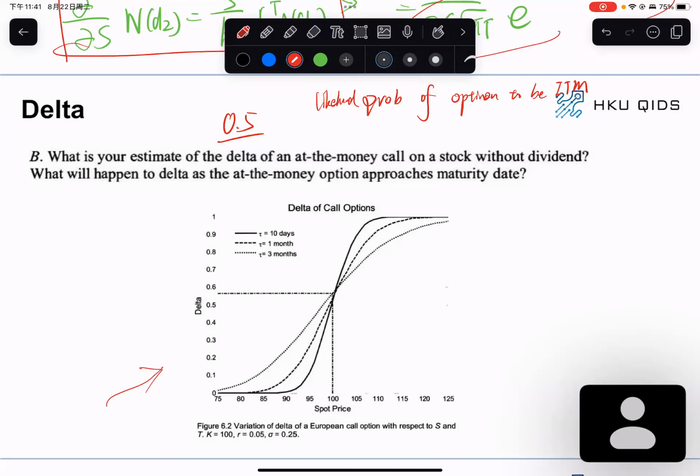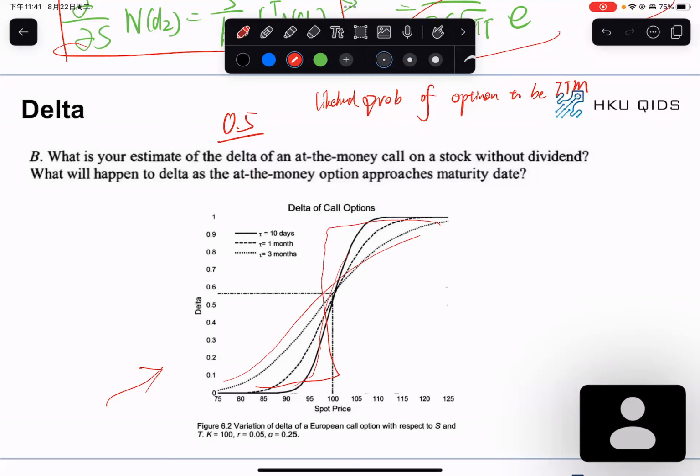Because if it is already at maturity and still out of the money, then you cannot execute it. But if it is in the money, then it will be exactly the same as the underlying asset. So you can see it from the plot. At the very beginning, it is somewhat smooth, but the plot is going to get more and more steep, and eventually it is going to be like that.